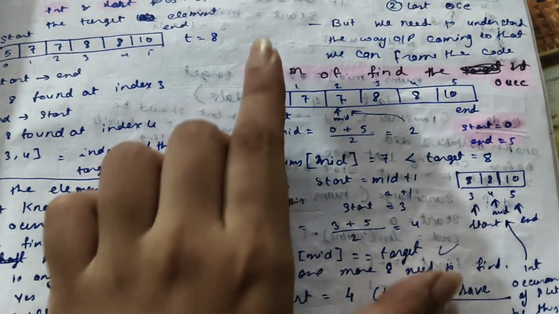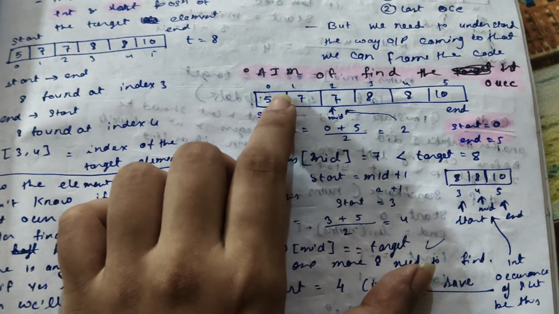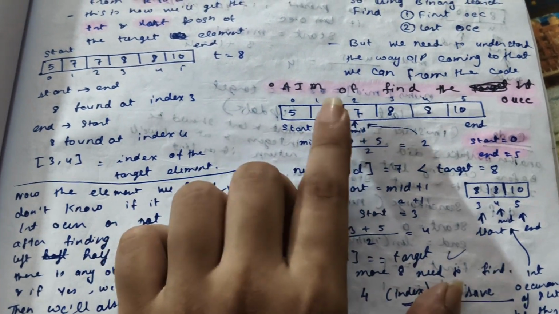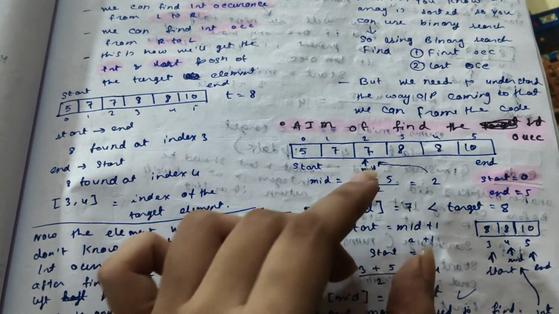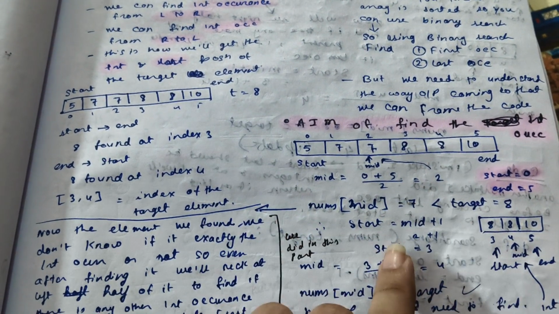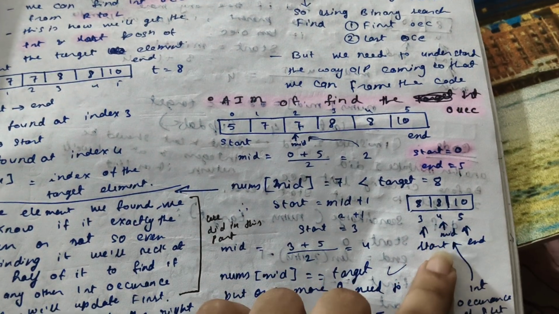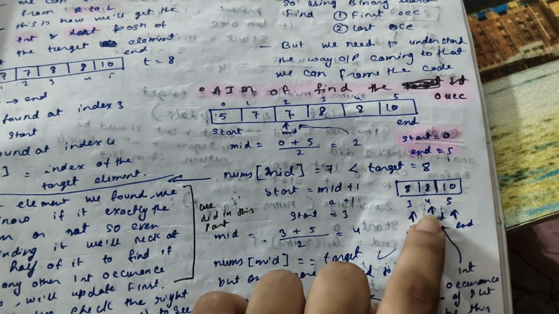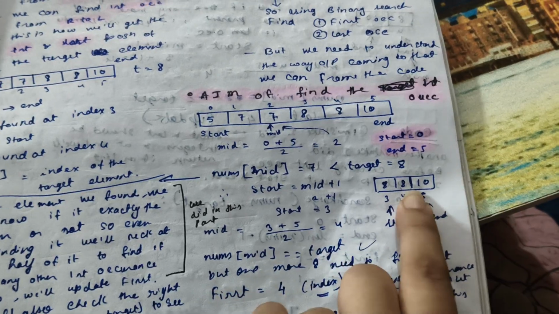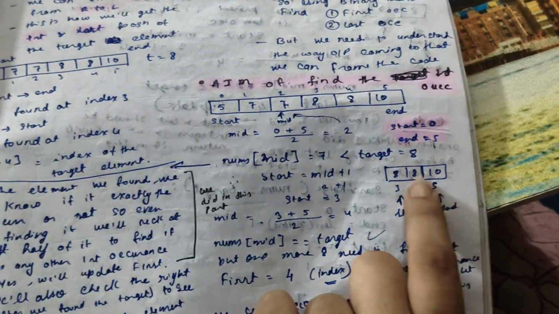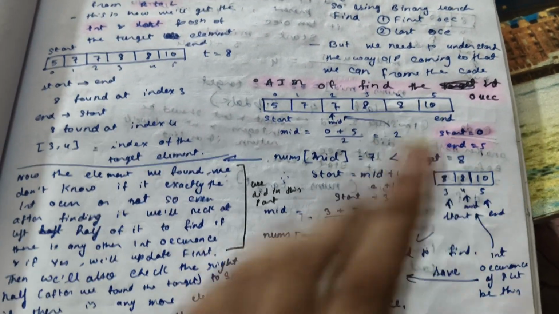Here one twist is that while finding the first occurrence of an element, see here the mid we got is 4, and actually the mid is not the first occurrence in the array, it is the second. It could be the first also, but we don't know. When the array is big, we don't know.